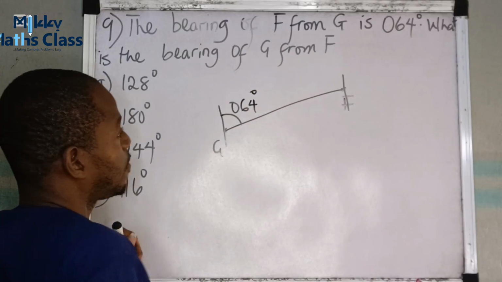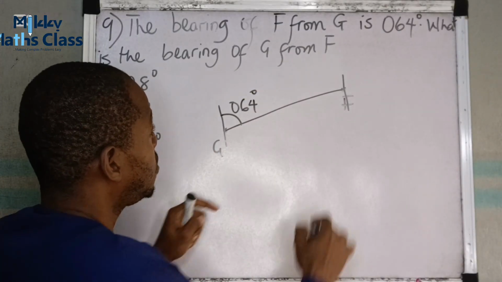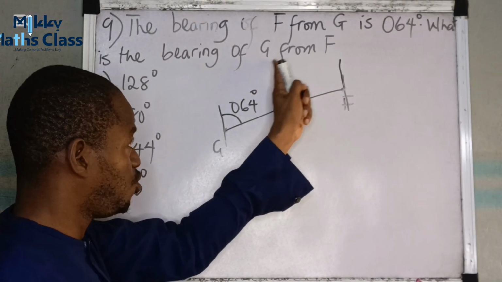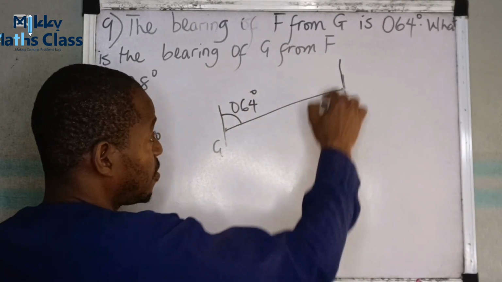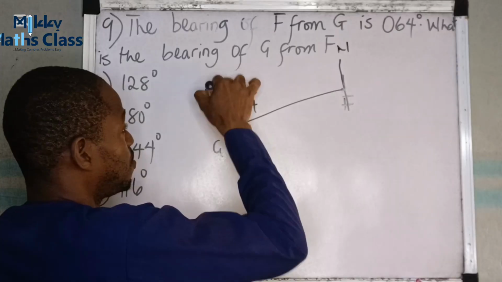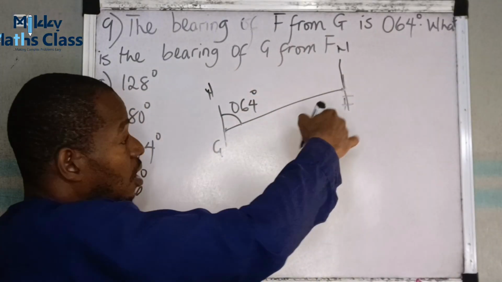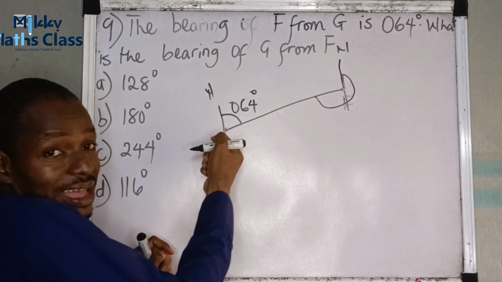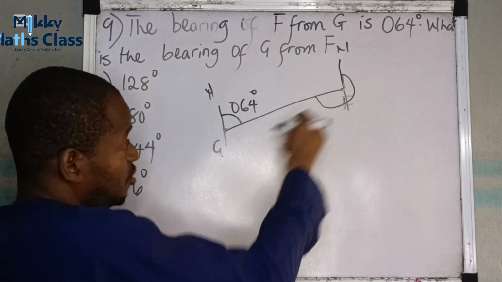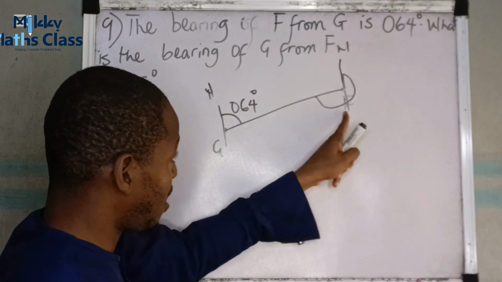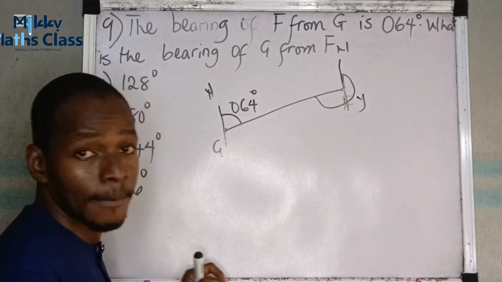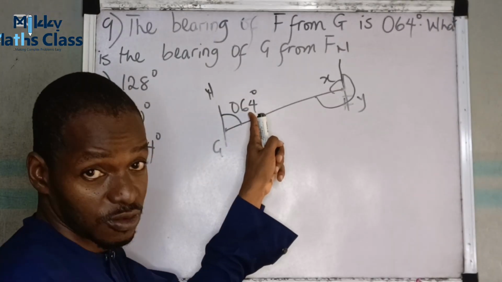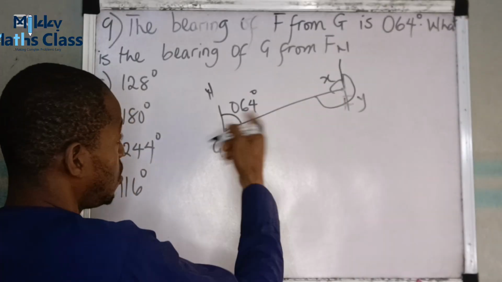Now, the first thing to do, what is the bearing of G from F? That means start from F. This is the north position. We read clockwise from the north up to the point where our line of G, the line they share together. So this is what they ask us to look for. We can call this Y, and we can call this X. Now here, to get my X, this is a co-interior angle.